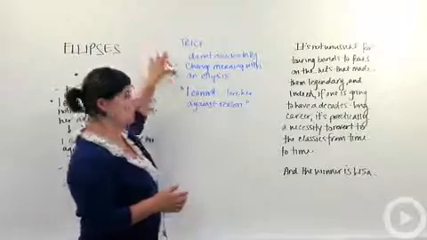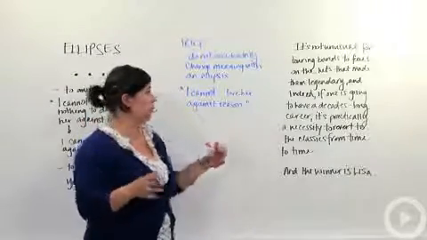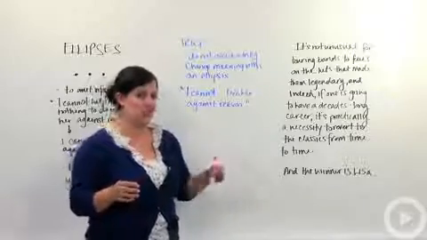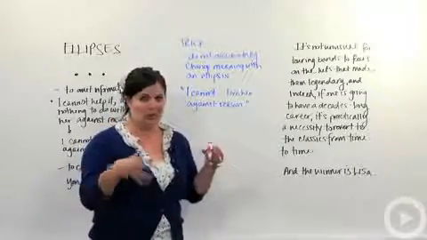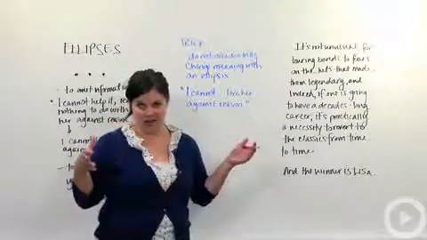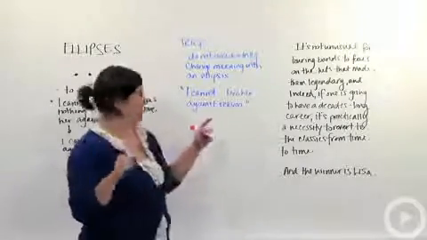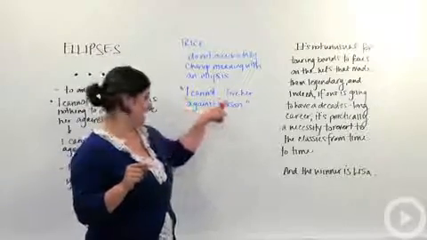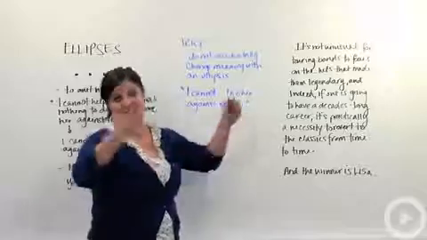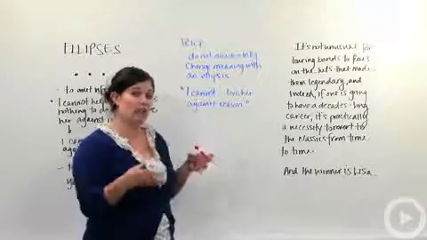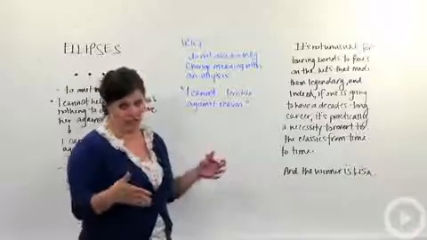So the trick to ellipses, and the big thing to remember, is that when you're using it to omit information, you don't want to accidentally change the meaning of the quote. So if we go back to that Dickens quote, "I cannot help it, I love her against reason." We couldn't say, "I cannot ... love her against reason." We've just taken that and totally flipped the meaning of the quote. So make sure whatever information you remove doesn't change the meaning.